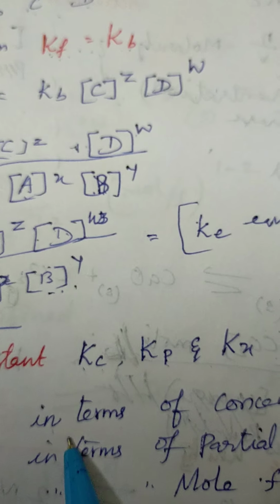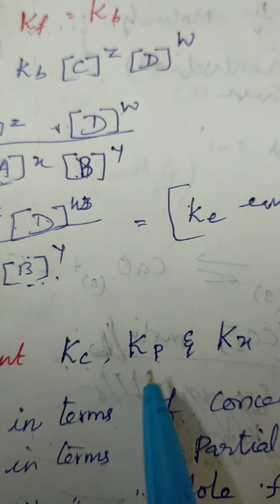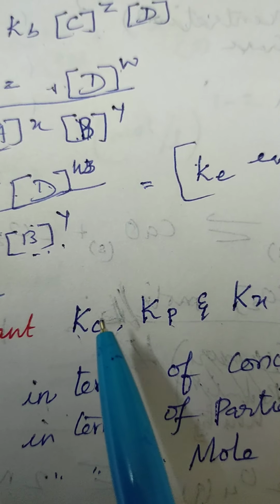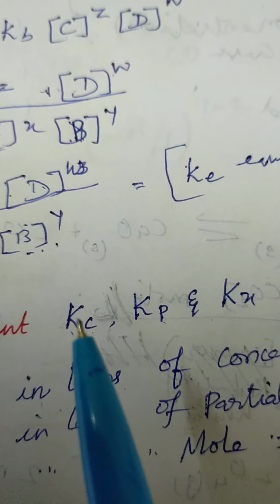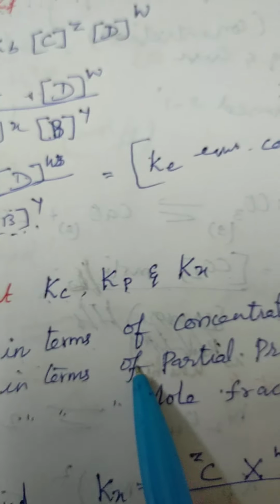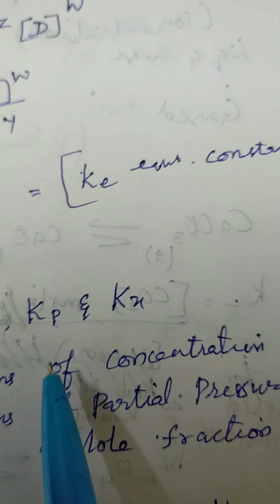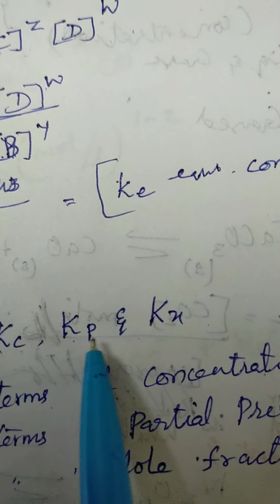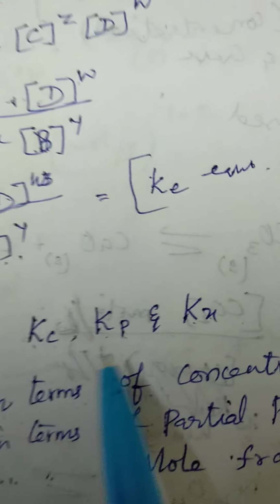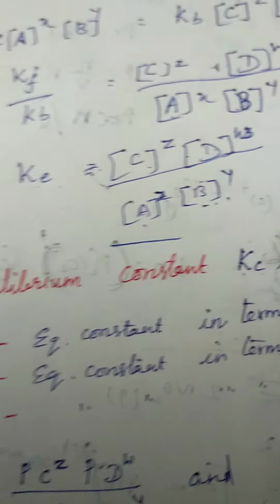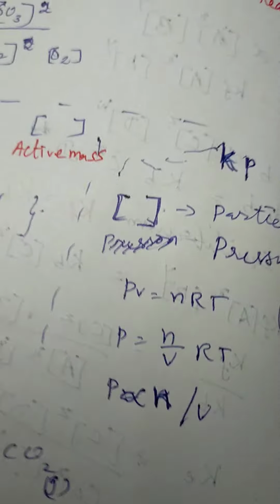Kc is the equilibrium constant in terms of concentration. Concentration is the number of moles: how much solute is present and how much solvent is present shows the concentration. Kp is the equilibrium constant in terms of partial pressure. Kx is the equilibrium constant in terms of mole fraction. So it is always product divided by reactants.